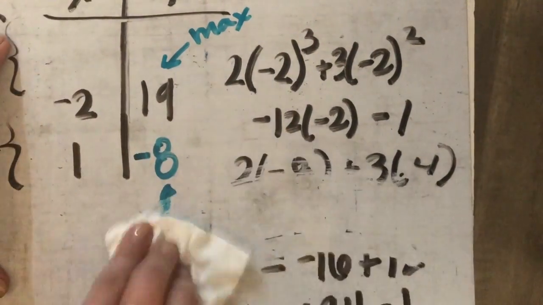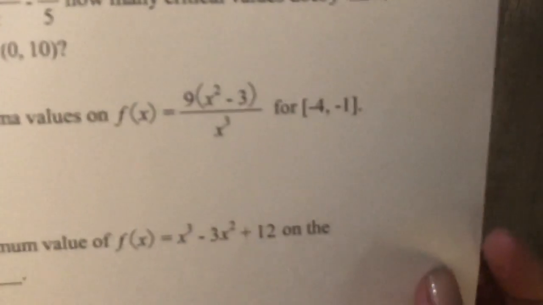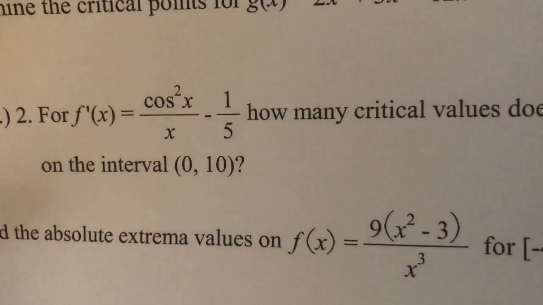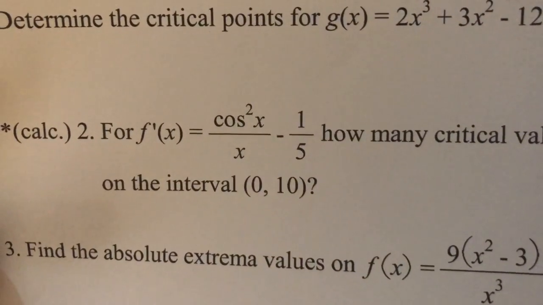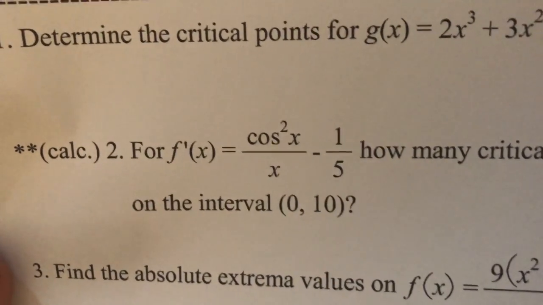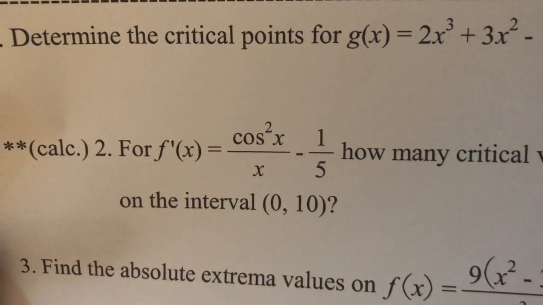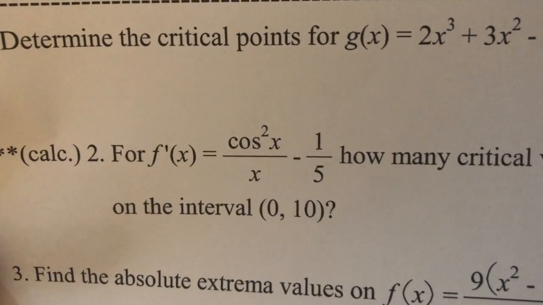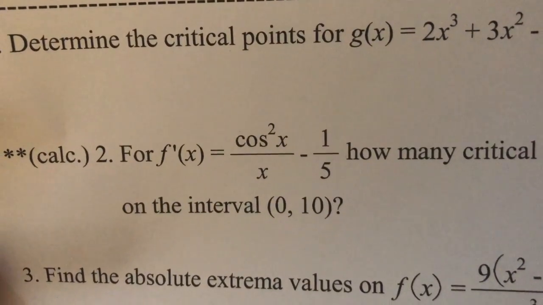All right, on to number 2. So for number 2, read it carefully. It says, for f prime of x equals cosine and so on. They are so kind to us. Look at that. They already gave us the derivative. So we do not need to find the derivative. It already gave it to us.